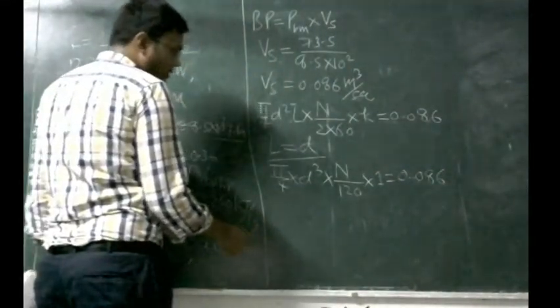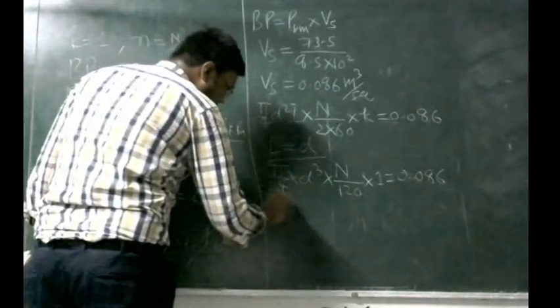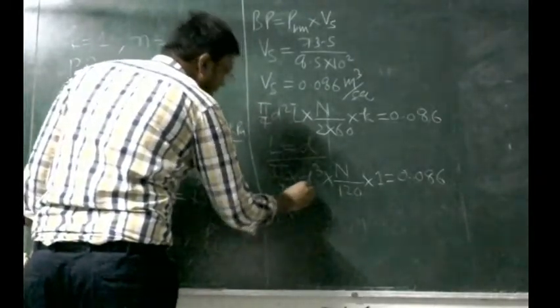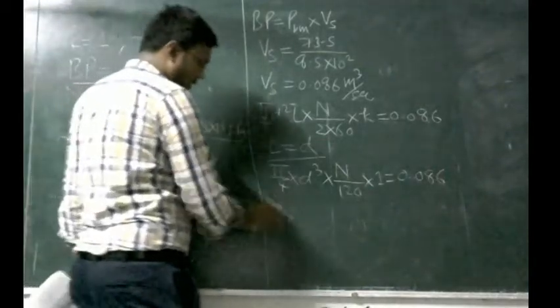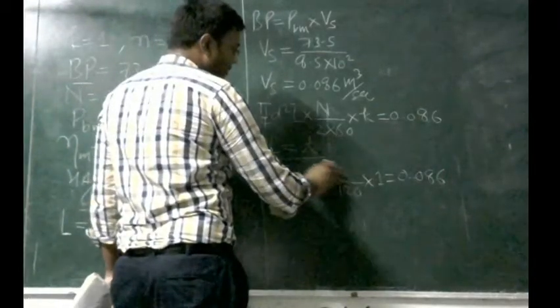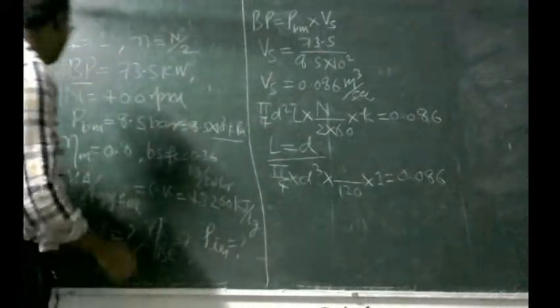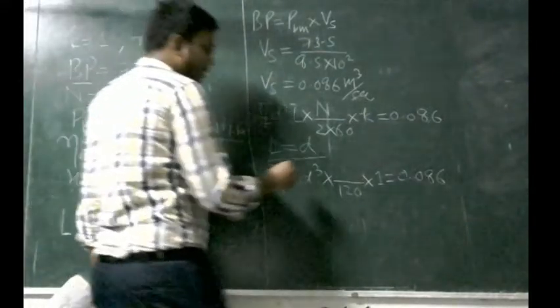Now, putting in all the values, we get pi by 4 into D cube. We have to find the value of D. And the value of N is also given, N is equal to 400 RPM. So we have 400 RPM.